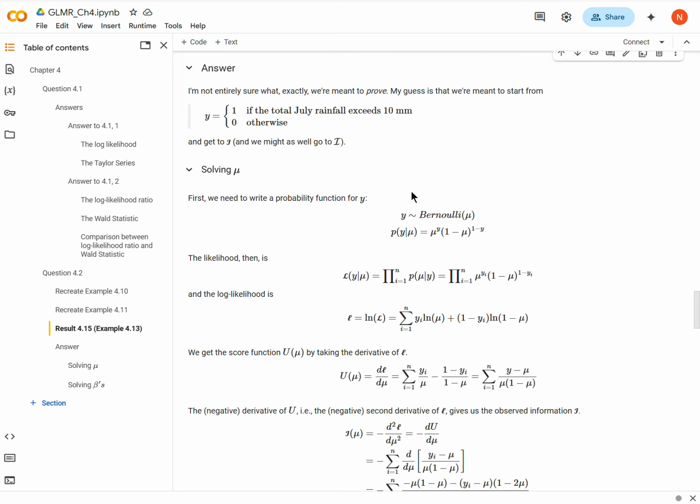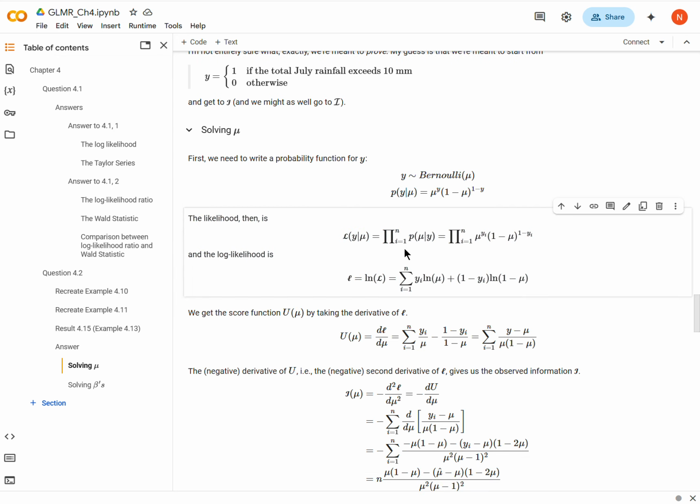Just as a simplified version of this, we're going to start with one parameter, mu. So now the information matrix is just 1 by 1. It's just one value. But let's walk through the steps of getting to the information matrix. We start by writing our probability function here. This is our probability function for a Bernoulli random variable.